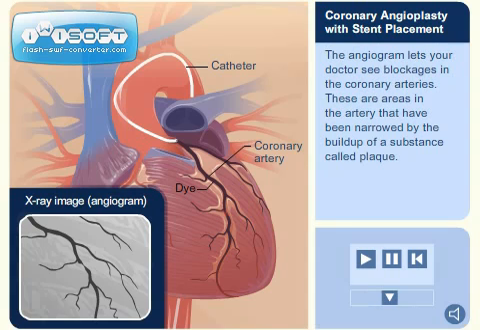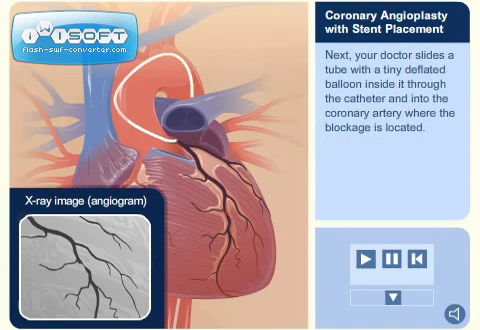The angiogram lets your doctor see blockages in the coronary arteries. These are areas in the artery that have been narrowed by the buildup of a substance called plaque. Next, your doctor slides a tube with a tiny deflated balloon inside it through the catheter and into the coronary artery where the blockage is located.